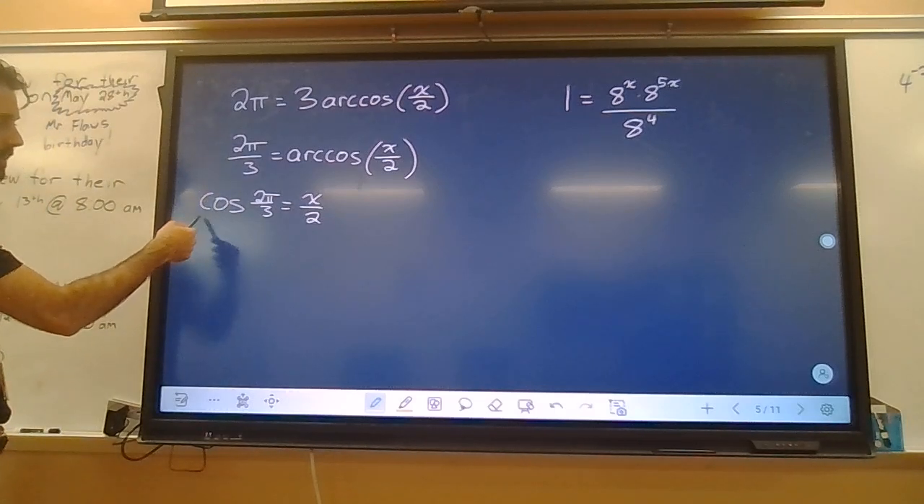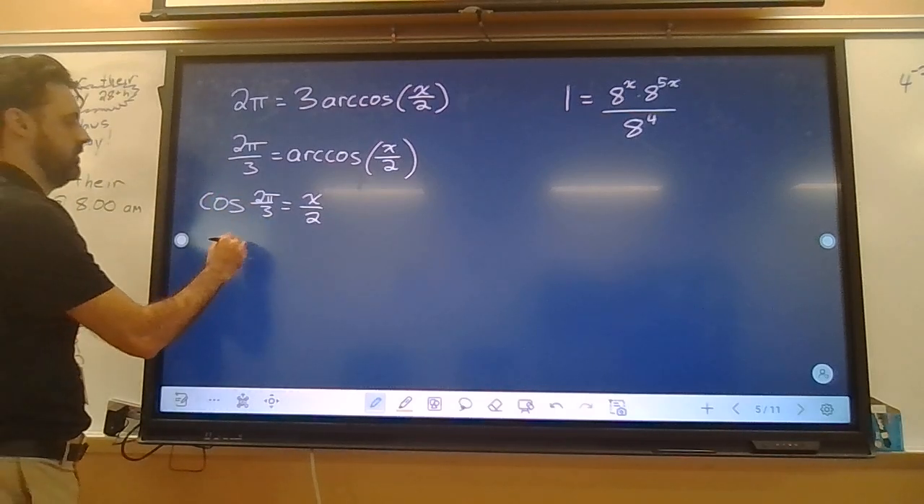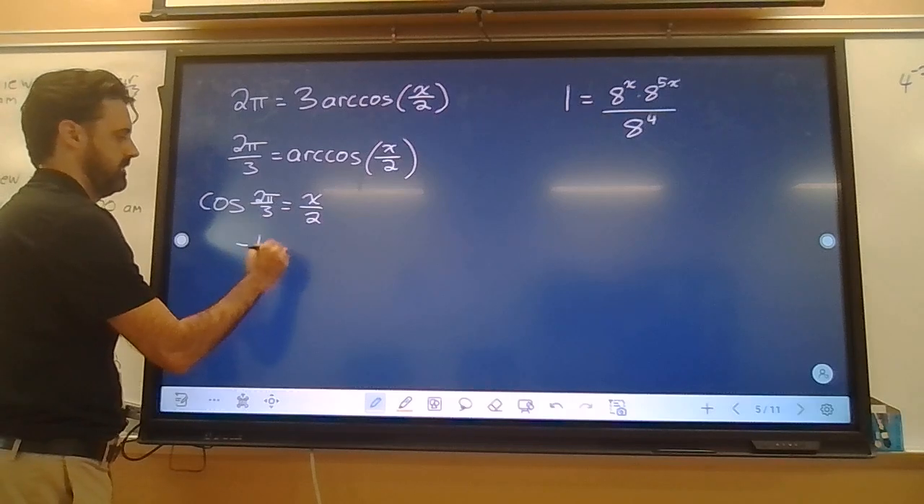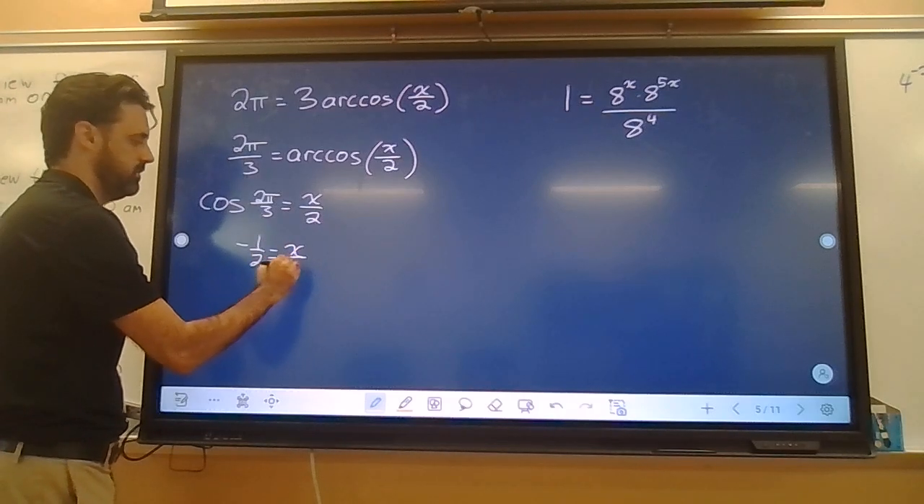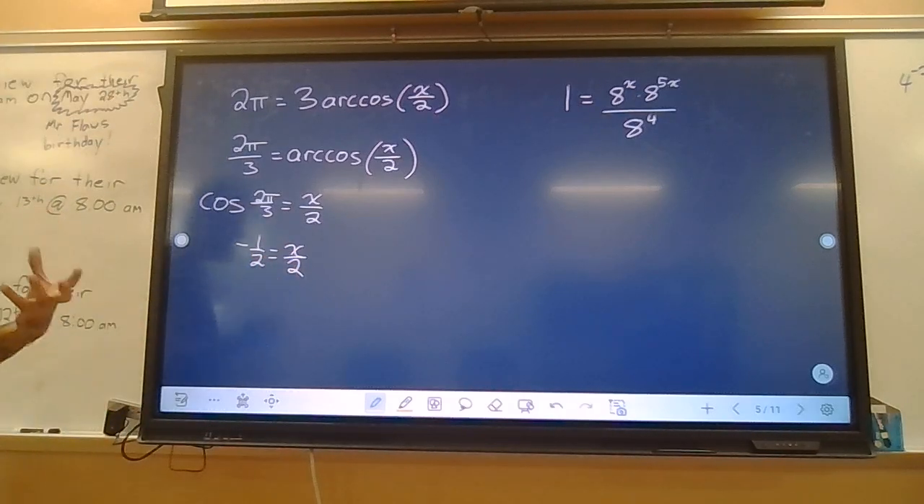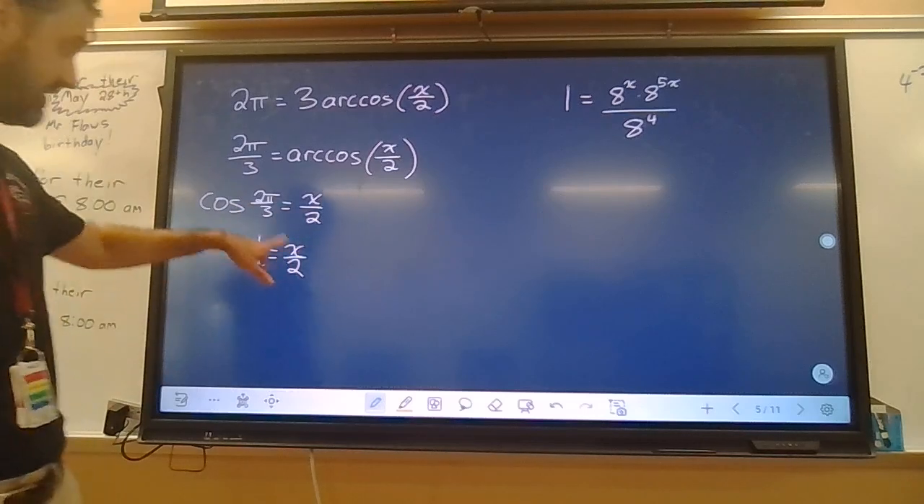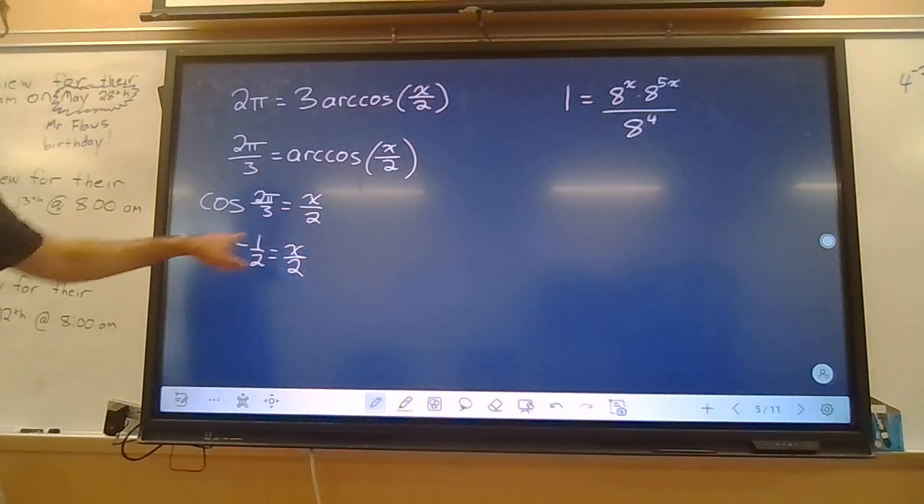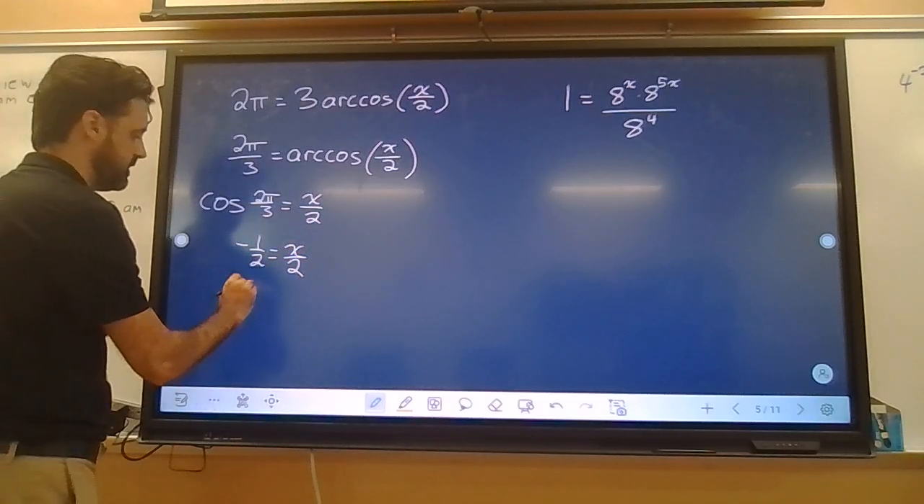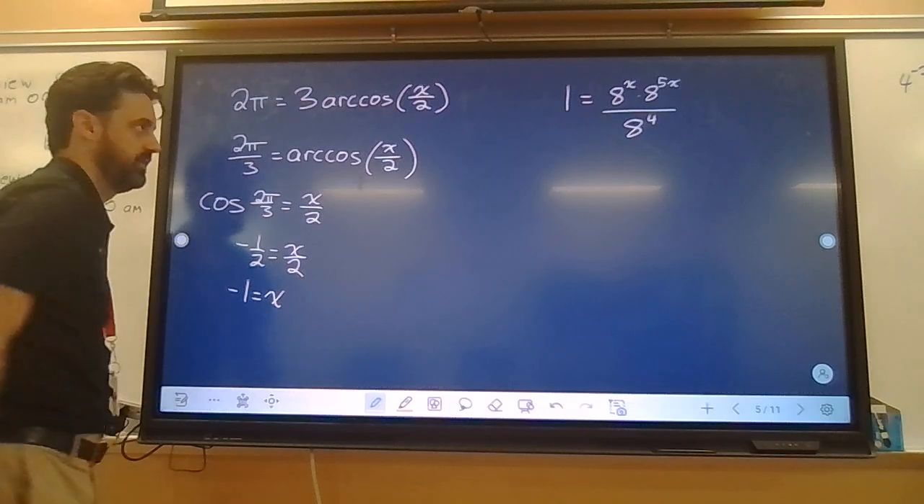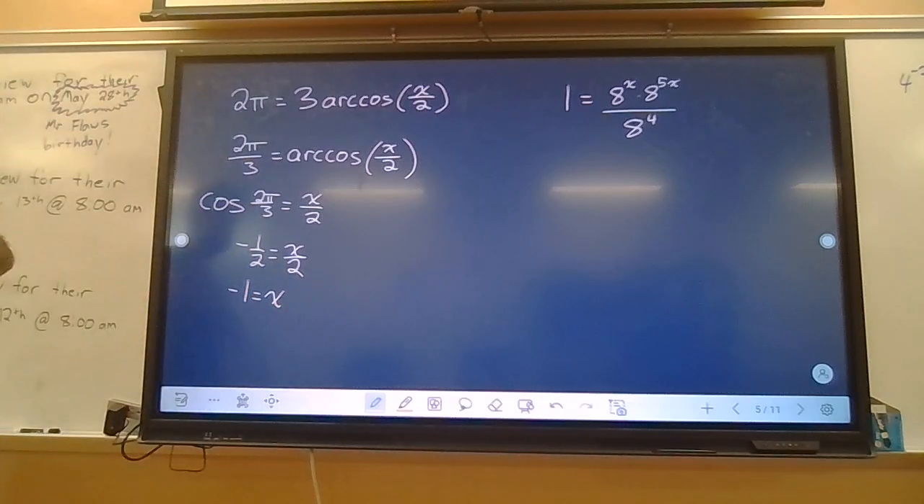Well, the x coordinate at 2 pi over 3 on the unit circle is -1/2. So -1/2 equals x over 2. And we're not done solving for x yet. X is not by itself, it's being divided by 2. So I'm going to multiply both sides by 2, and we would get x equals -1. All right, so that's how we do that one.